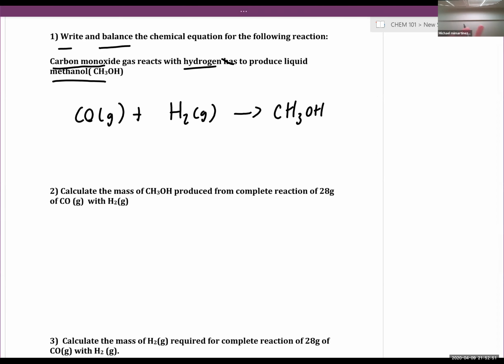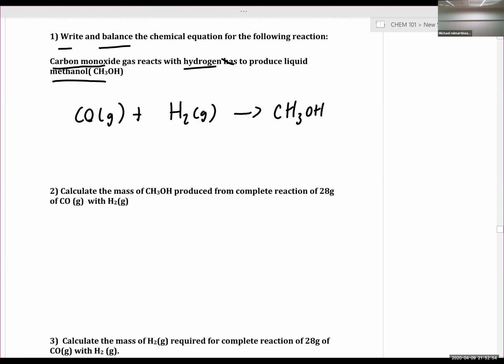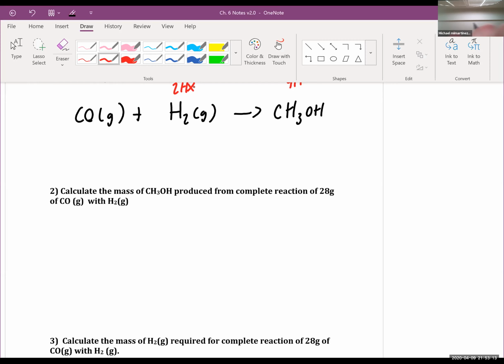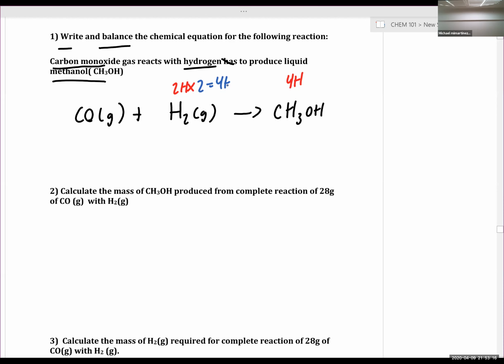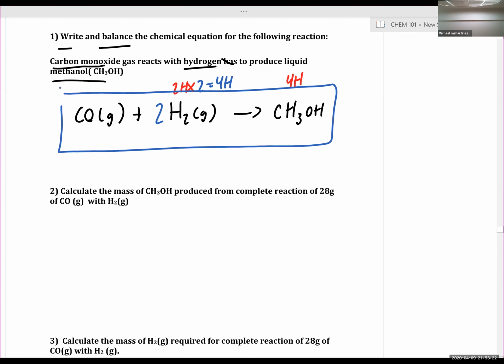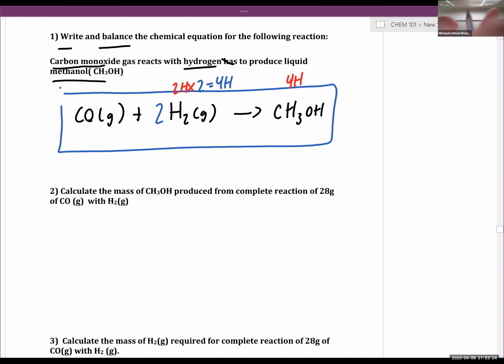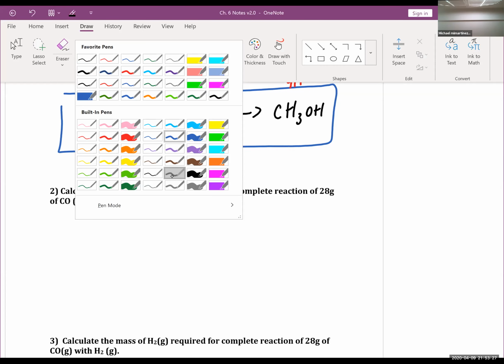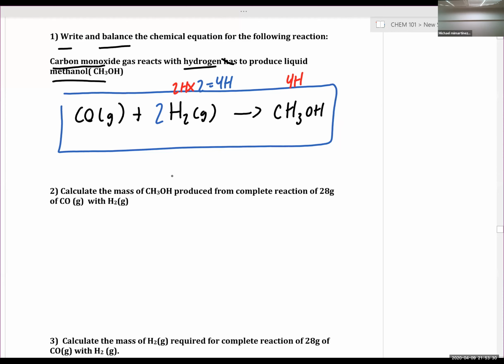Is this equation balanced as written? I see a lot of people saying no. Exactly right. We have 2 hydrogens on the left, we have 4 hydrogens on the right. 2 times a coefficient of 2 would give us 4 hydrogens. So we put a coefficient of 2 in front of H2. Perfect. Now that we have our balanced equation, we are able to start our mass-to-mass conversions.